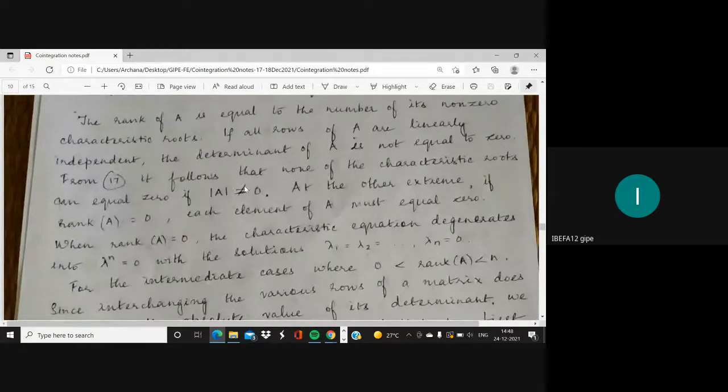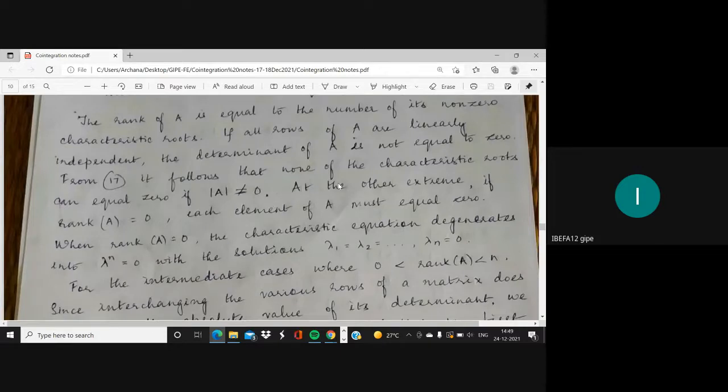From 17, it follows that none of the characteristic roots can equal 0 if the determinant of A is not equal to 0. So if you have a non-vanishing determinant, it means that none of the characteristic roots can be equal to 0. Since the determinant of any square matrix is equal to the product of its characteristic roots, even if one is 0, then the determinant is going to vanish.